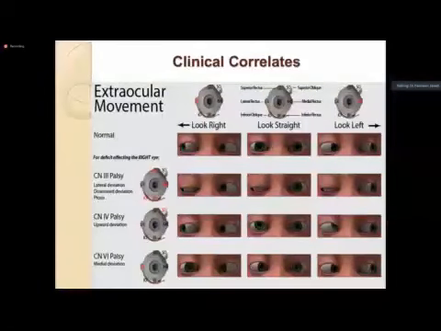This is the normal eye. Sorry, this is the normal right eye, or in case of cranial nerve 3 palsy क्या होगा कि lateral deviation होगा और ptosis और downward deviation होगा.